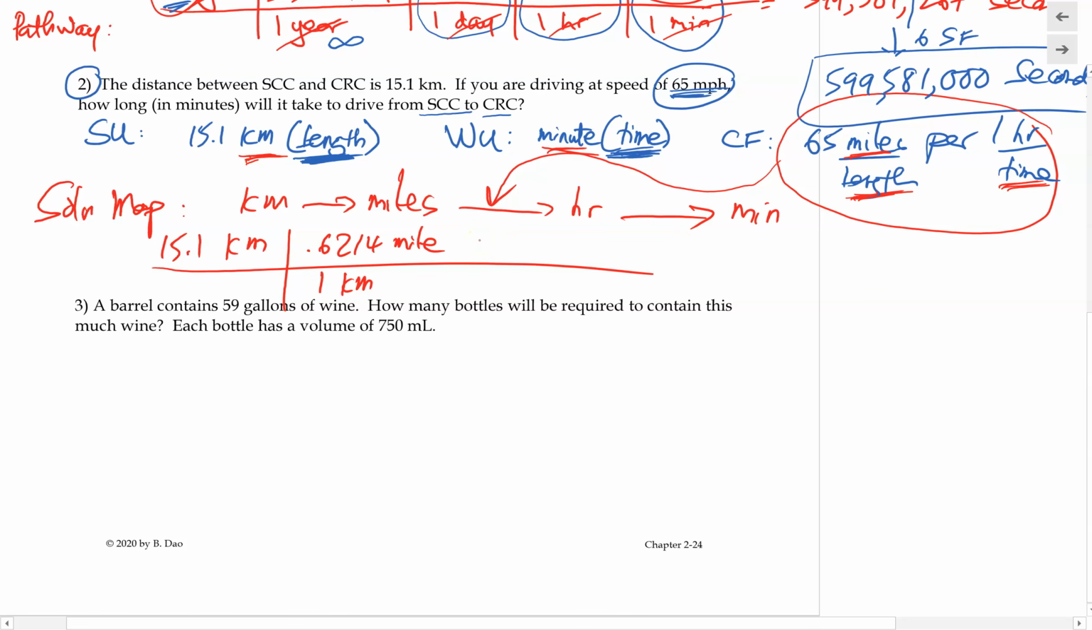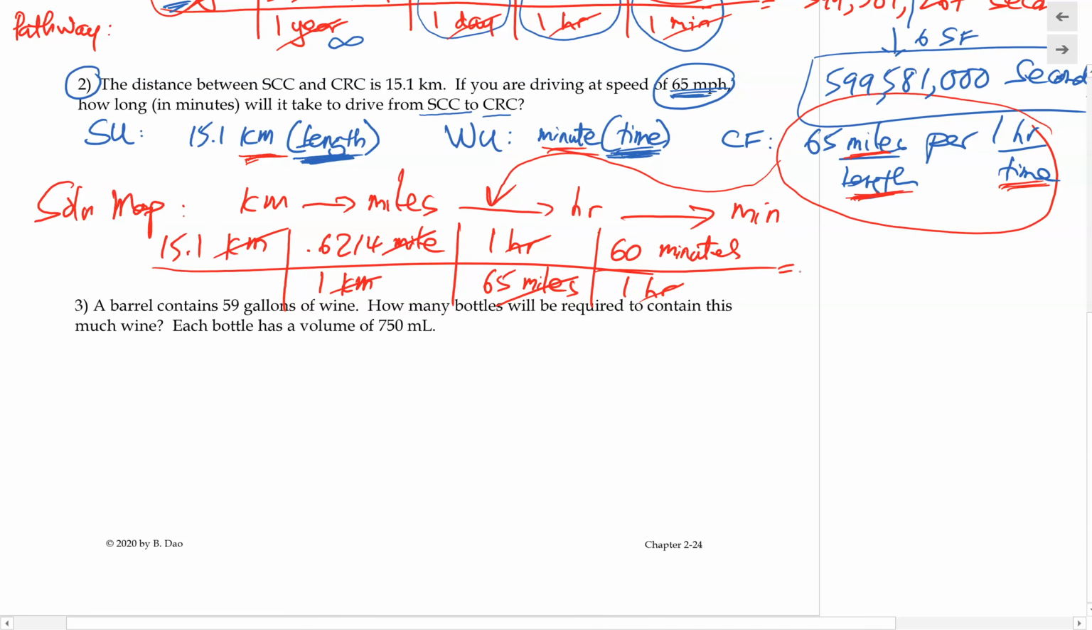miles. And in this case, we have to put kilometer on the denominator, so that it can cancel out with kilometer on top. And after we have mile ready, we can now do the following: 65 miles on the denominator and 1 hour on top. And again, why do we have to put mile on the denominator? So it can cross out with the mile on top. And now we have hour. The next one is to convert from hour into minute, and we know that for every 1 hour there are 60 minutes, and we have to put hour on the denominator so it can get crossed out. So we'll end up with the unit minute, and that is the wanted unit.